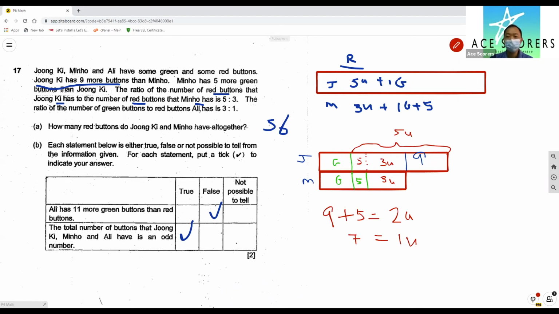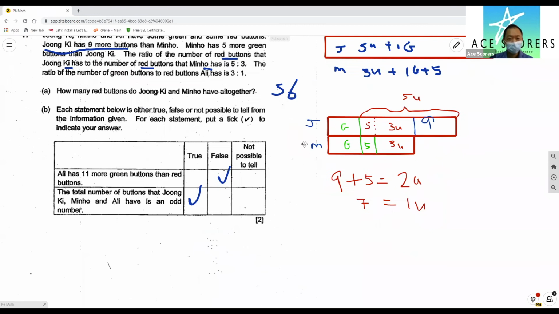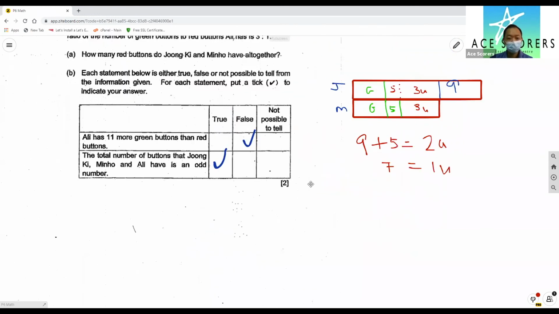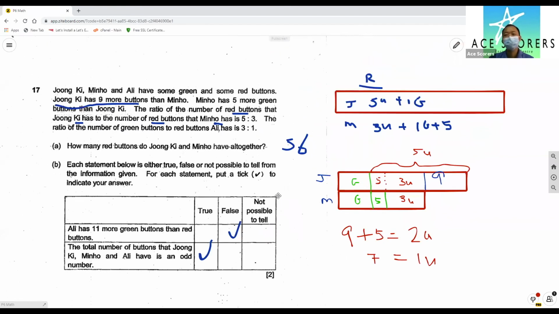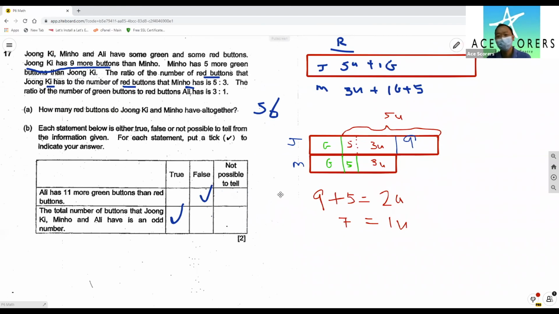Wait, how many marks is this? Why do they do this? This question is 3 marks. Wait, how to find the number of green? Oh, what?